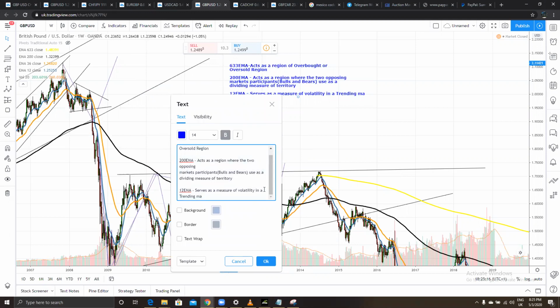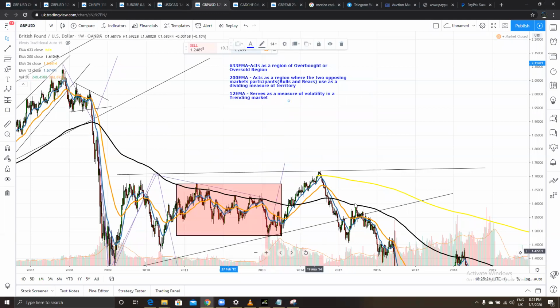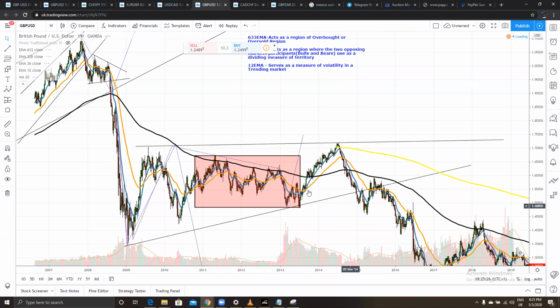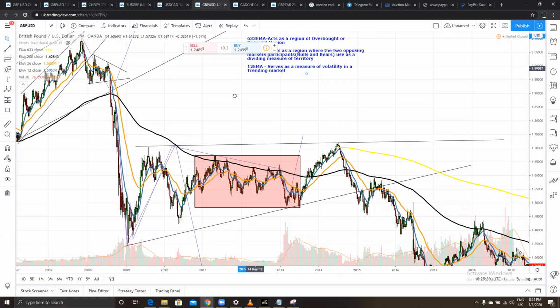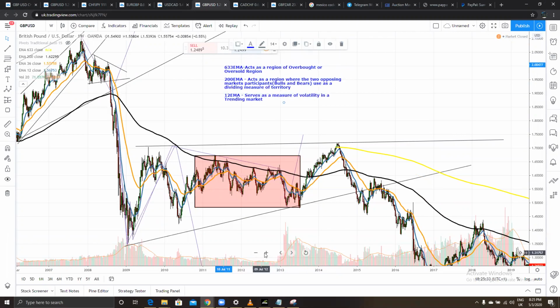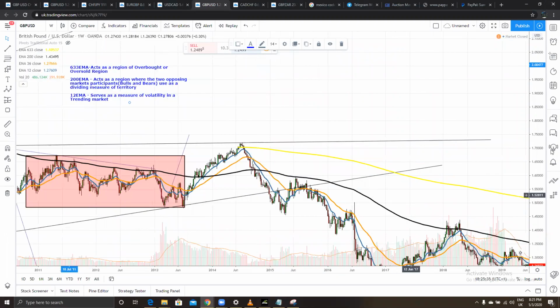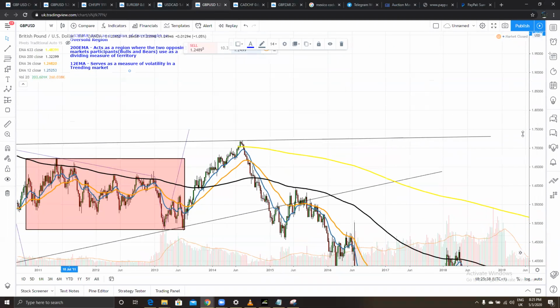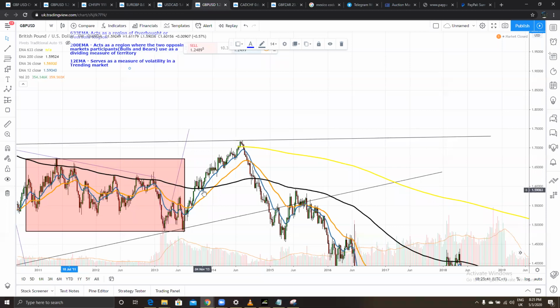Measure of volatility in a trending market. And what I mean by that is, in as much as the trend remains in one particular direction, you can use the 12 EMA as a trend line, okay? It can serve as a trend line to measure how strong the price is. The price will be gravitating back towards the 12 EMA and using the 12 EMA as an area to bounce, in the way that the price uses the trend line in a trending market.